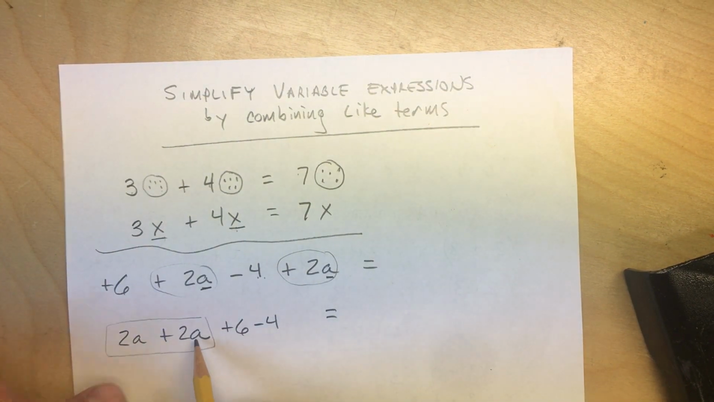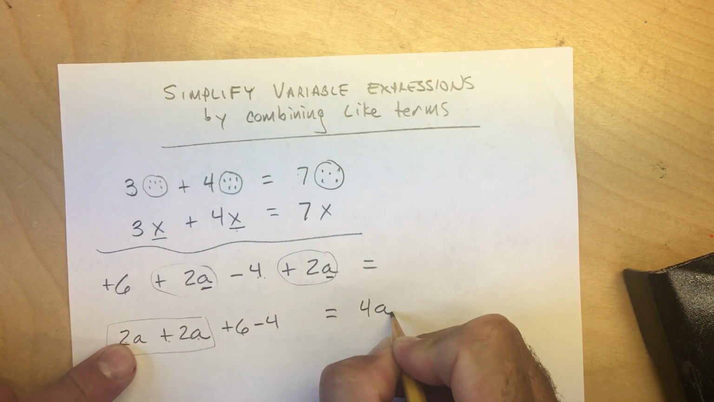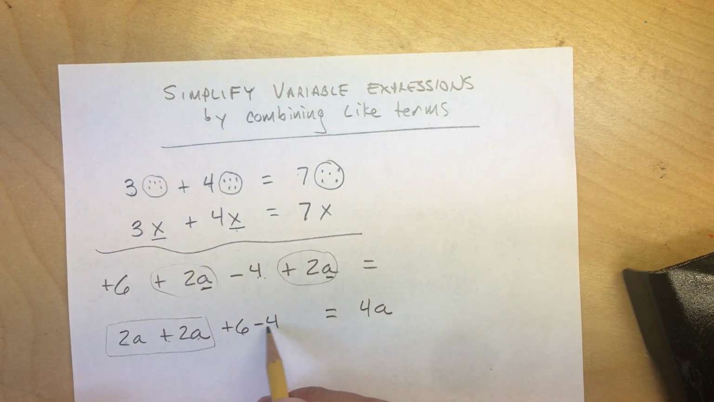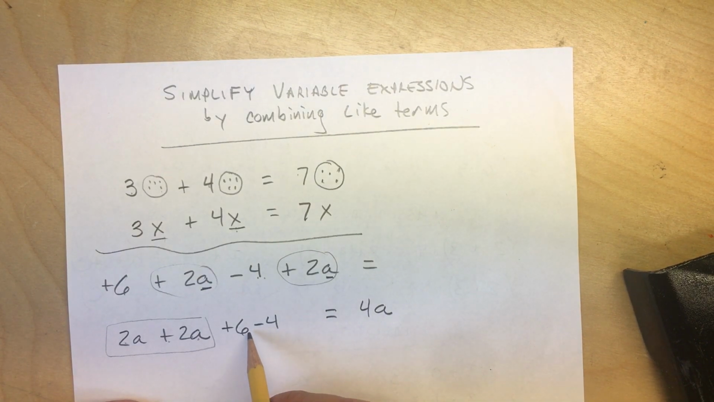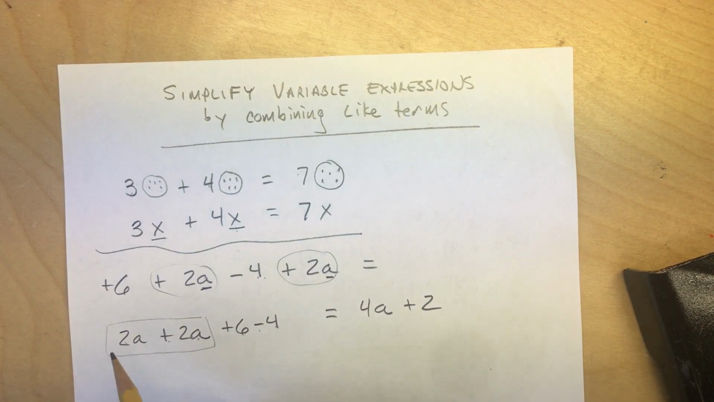These are alike because they both have a's, so 2 plus 2 is 4a. And these are alike because they're just plain numbers with no variables, so 6 minus 4 is a positive 2. And we simplified.